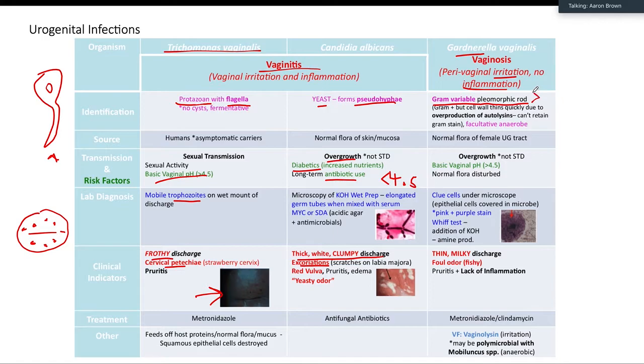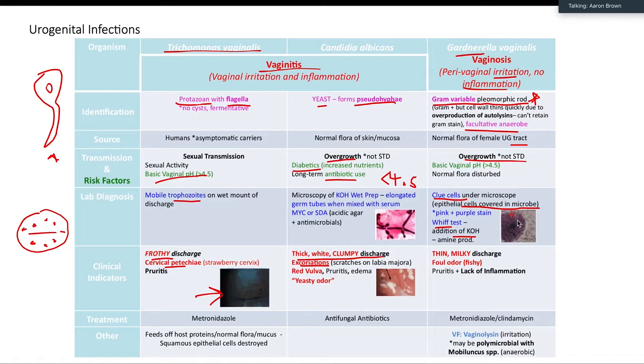It is gram variable, okay? Facultative anaerobe. This is a normal flora of the urogenital tract, and it is an overgrowth rather than an STD, okay? So when we disturb the normal flora, we can have an overgrowth of Gardnerella. It's quite common. Clue cells under the microscope, where we have epithelial cells covered in Gardnerella bacteria. A whiff test in addition to KOH, we get a very foul, fishy odor. Okay, this is one you can identify before you even stick the speculum in. You know vaginosis is there.